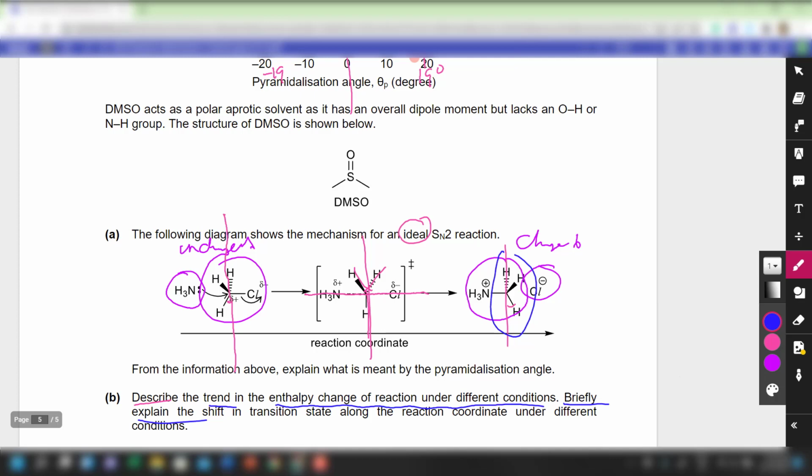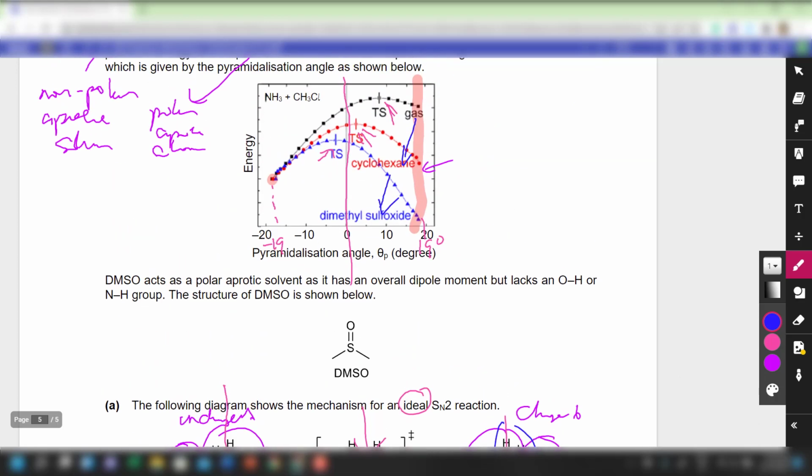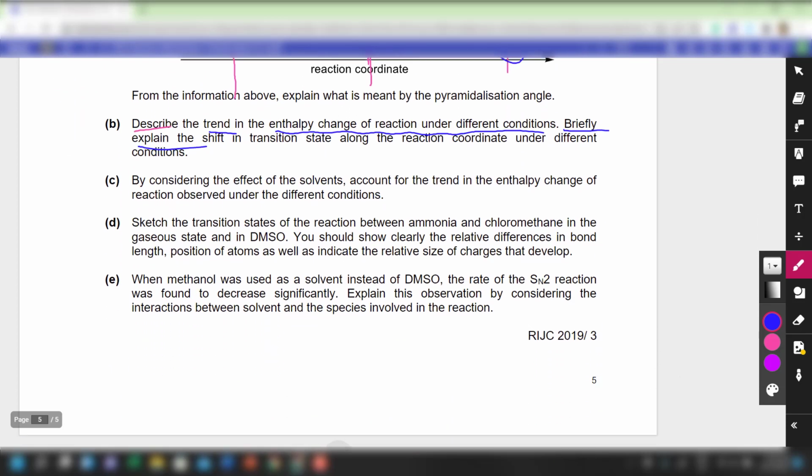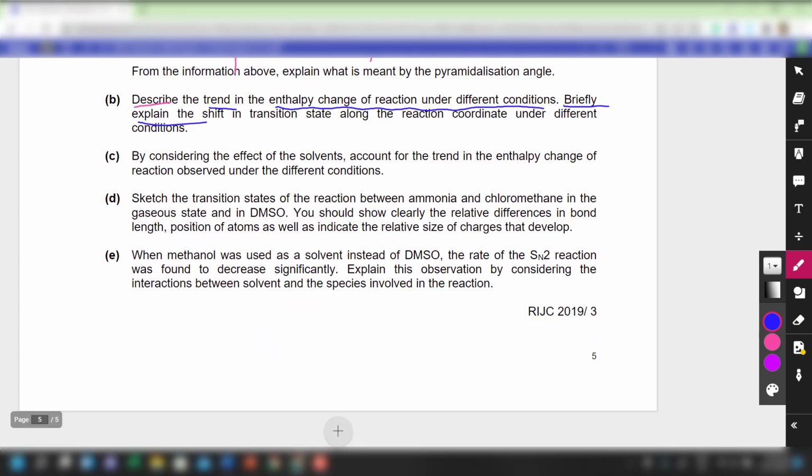Yeah, because ion-dipole interaction obviously is much stronger than dispersion forces in this case. Okay, then in the case of the reaction taking place in the gaseous phase, there is no stabilization experienced. Okay, then part D is the part where most of the students didn't get it so correctly. You're supposed to sketch the transition state between ammonia and cyclohexane in the gaseous states and in DMSO.